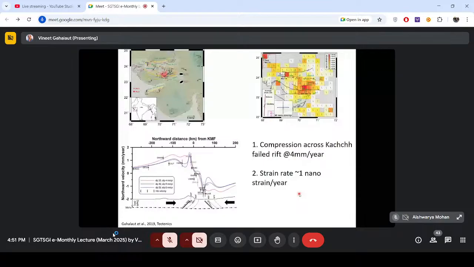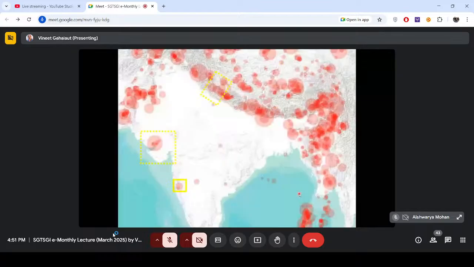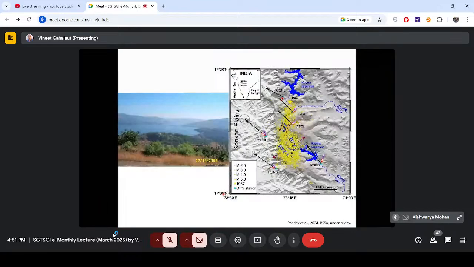I come to the last snapshot, which is Koyna, which is here, and we have a beautiful network there. We have 6 stations across the Koyna-Warna seismic zone, which is here. And the motion you are seeing here is with respect to India. And mind you, look at the scale here: this much is 1 millimeter per year. So there's some remnant Indian plate motion.